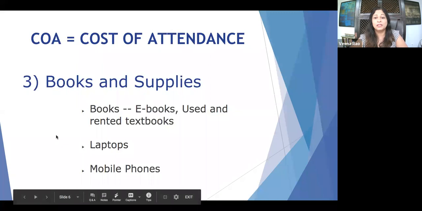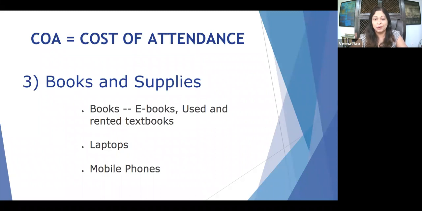In terms of the cost of books and supplies, it's a general figure, but it usually includes books and the purchase of laptops, perhaps mobile phones, things along those lines. But one of the things you have to look at is whether or not they'll need the textbooks. Sometimes the professors at the first lesson will tell students, you may not need the textbook.